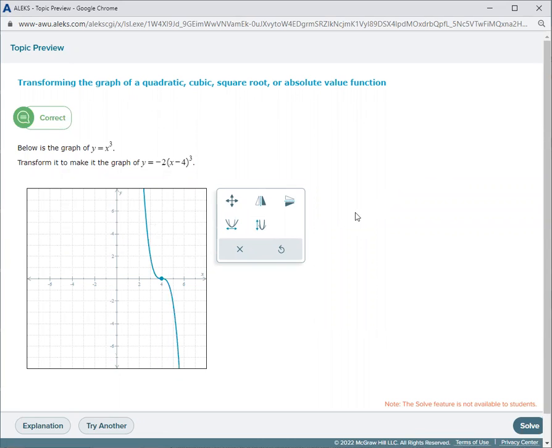So that is how you use these tools. I'll do another video where I talk about how to use the piecewise defined function tools, but for reflections, stretches, compressions, and translations, that's how you do it.